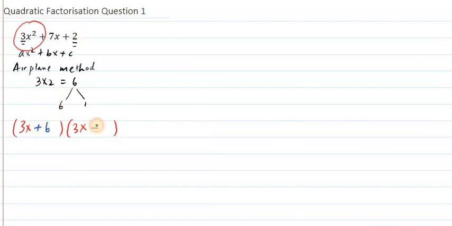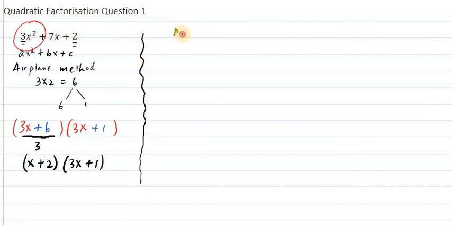Positive 6, positive 1. Now in the first bracket we see that there is a common factor that could go into 3 and 6, which is 3. So we divide 3 by 3 and we get 1x or x, and when we divide 6 by 3 we get 2, and in the other bracket there is nothing common, so my answer is x plus 2 by 3x plus 1. So this is the first method.